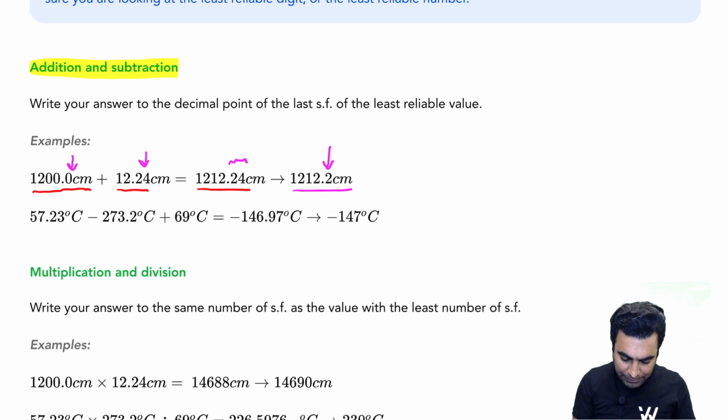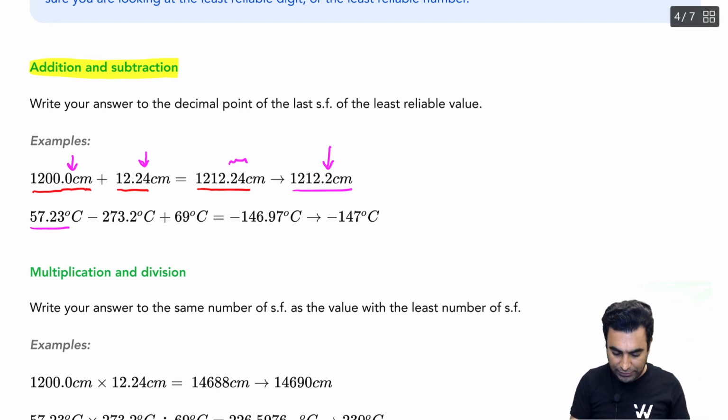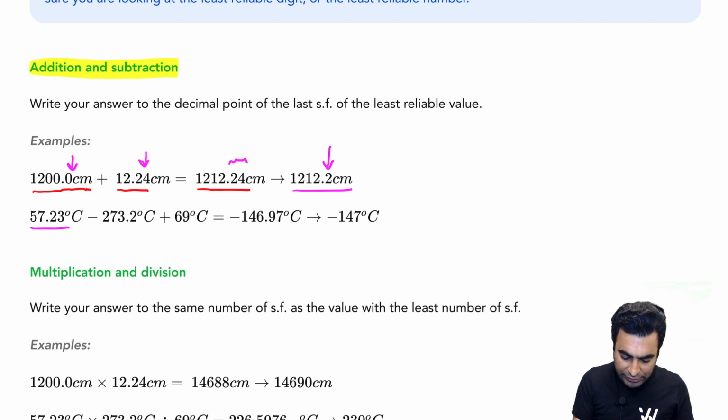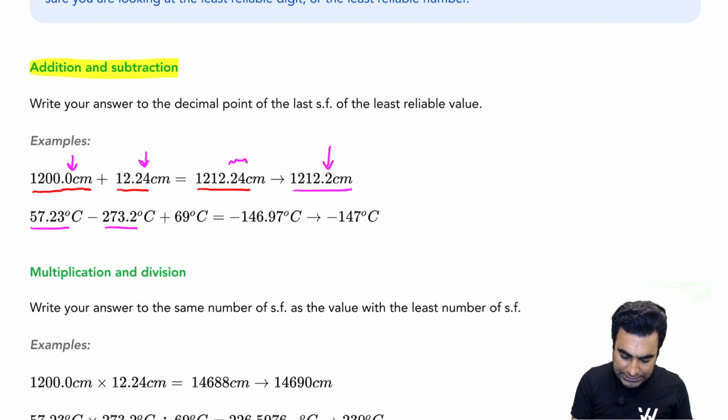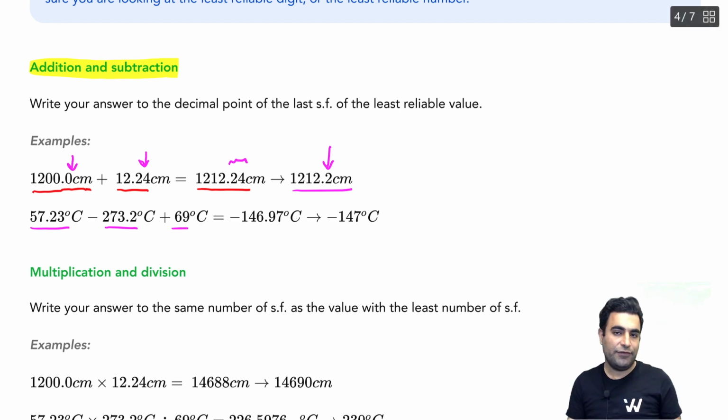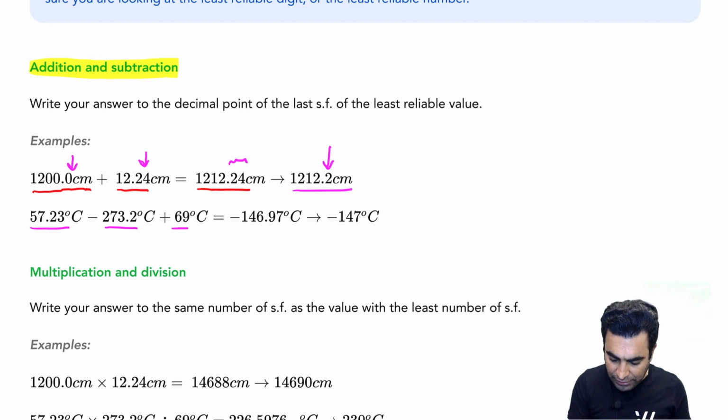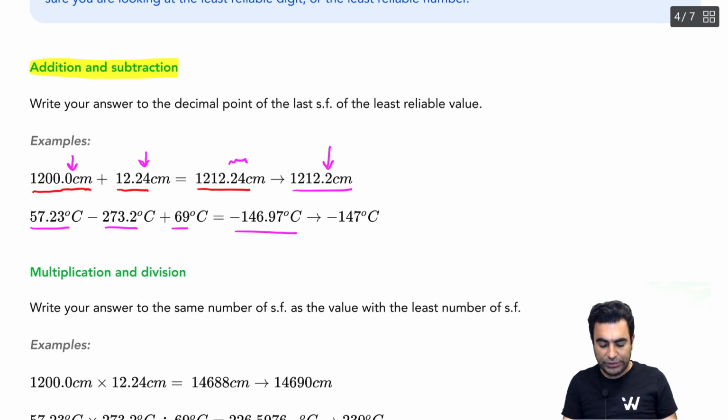For the next example, we have 57.23 with 4 significant figures, minus 273.2 with another 4 significant figures, plus 69 with 2 significant figures. If I just do this calculation, we end up with negative 146.97.